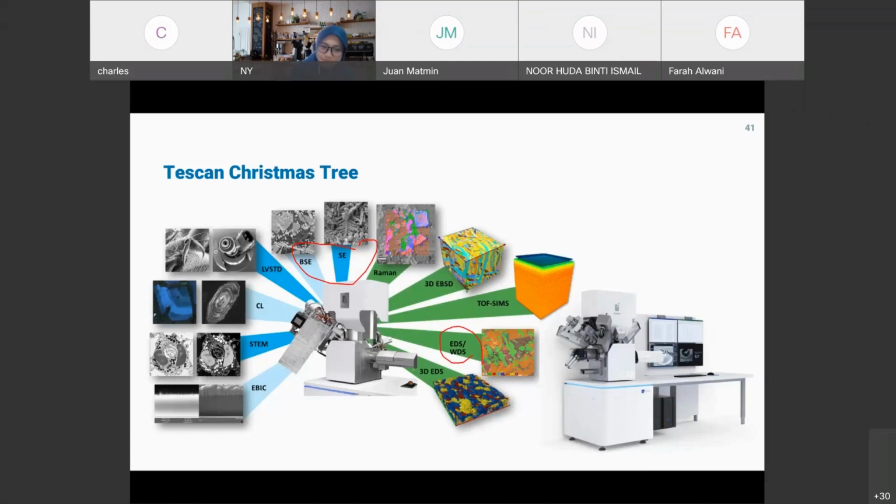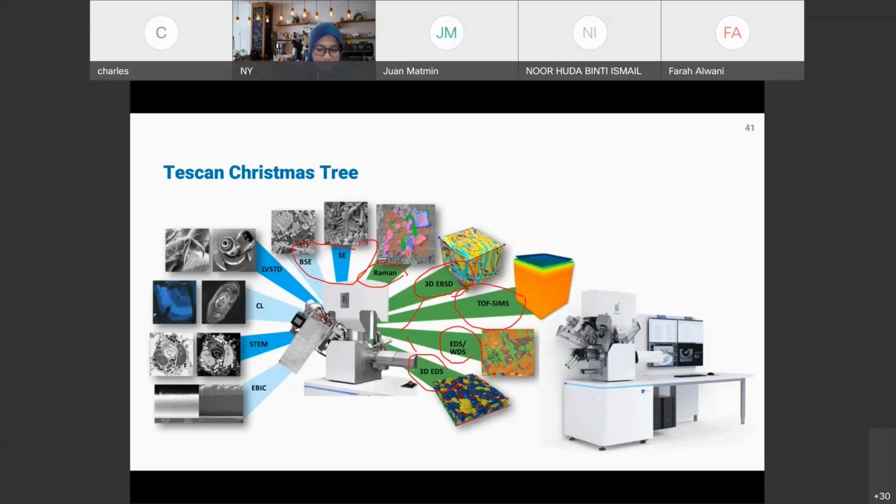Of course, nowadays, researchers tend to couple with EBSD for the crystalline structure, the orientation, the phase study, this kind of study. Then the rest is not so common, but it's very advanced if you have it in your facility. So I described Raman, TOF-SIMS, the 3D EDX and EBSD. Of course, this can only be achieved using FIB.